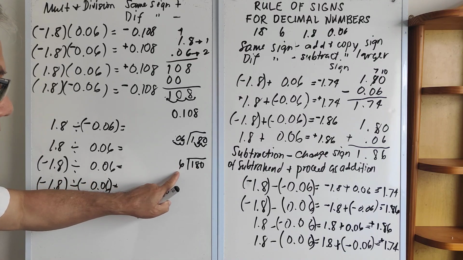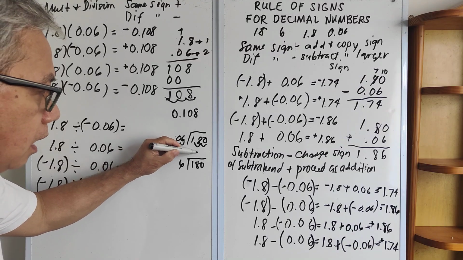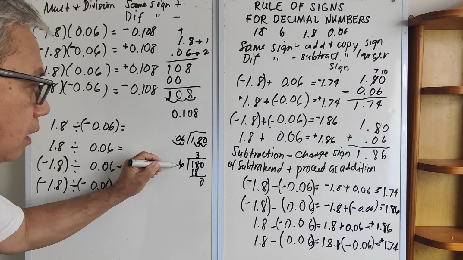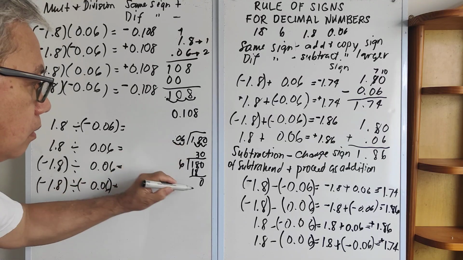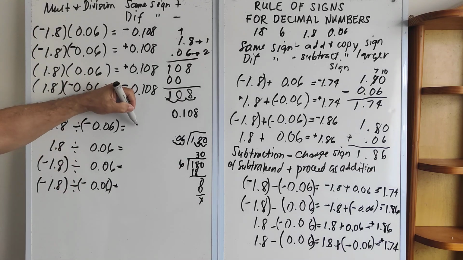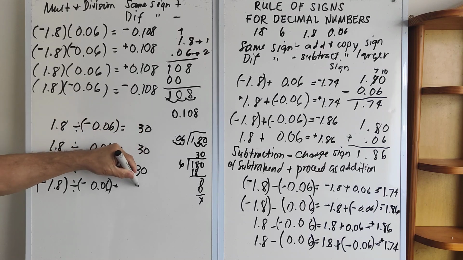So 1 divided by 6 we cannot, but 18 divided by 6 is 3. 3 times 6 is 18. Bring down 0. 0 divided by 6 is 0. 0 times 6 is 0. So the answer is 30 for all of them, but they will have different signs.